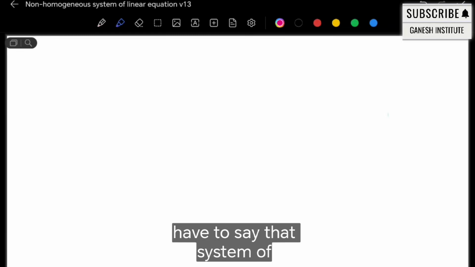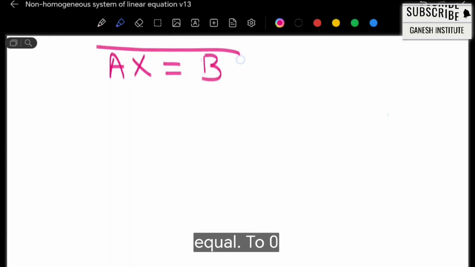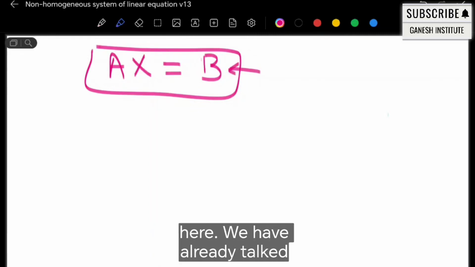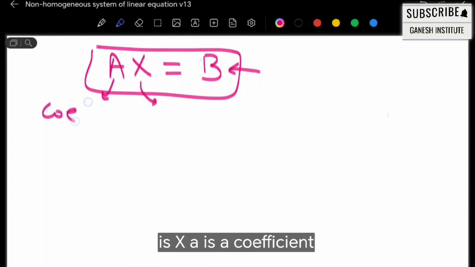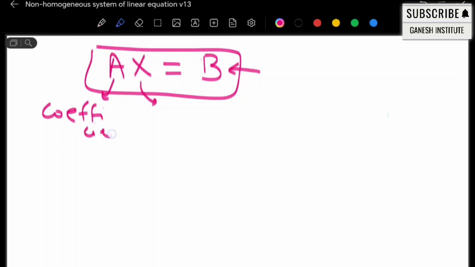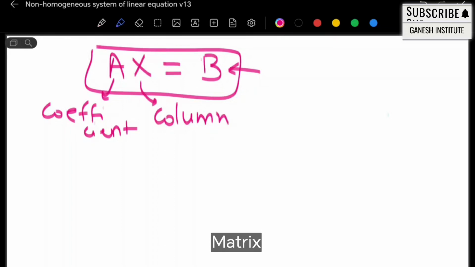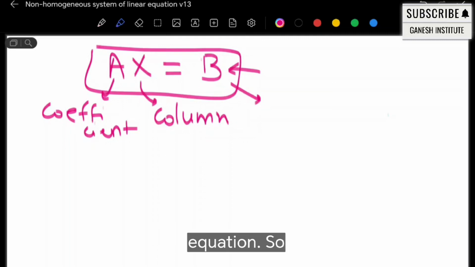If we say a system is non-homogeneous, that means the set of equations should not be equal to zero. It has to have some value here. We have already talked about homogeneous, so we know what A and X are. A is a coefficient matrix and X is a column matrix of variables, and B is the value which is given to us equating the equation.